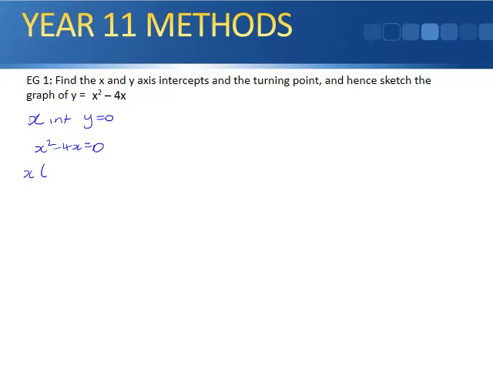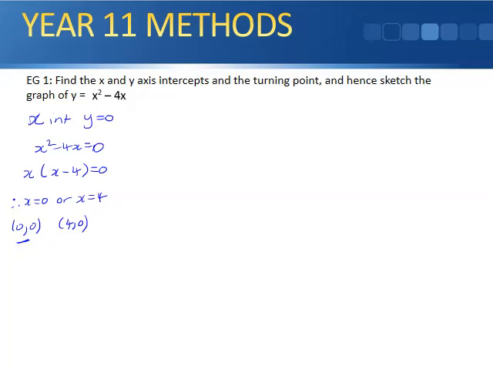Factorize it, so I get x(x minus 4) equals 0, and therefore, using the null factor theorem, x equals 0 or x equals 4. So I've got my x-intercepts (0, 0) and (4, 0). Now I'm going to do my y-intercept, and to do that I put x equal to 0. Well, that's already there. If x is 0, y equals 0, so I'm not going to redo that one.